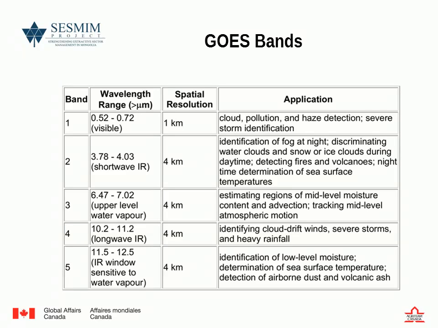And then the third one is for upper level water vapor, moisture content, and for researchers looking at advection. For example, forests in Brazil, how much moisture is leaving the jungle. Band 4 is long wave infrared: clouds, storms, and rain. And band 5 is low level moisture, determines sea level surface temperature again, airborne dust and ash. So a lot of this is related to atmospheric pollution and water temperature.